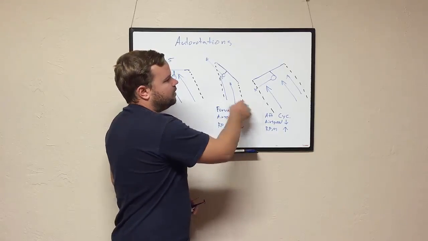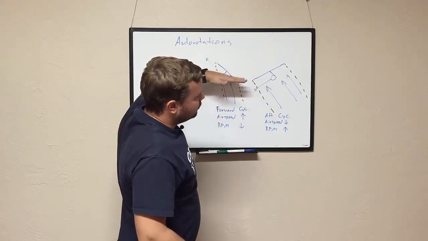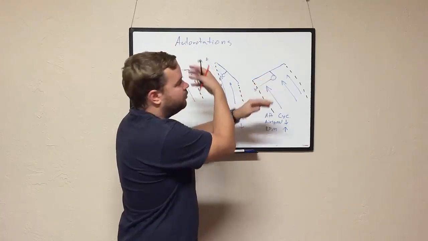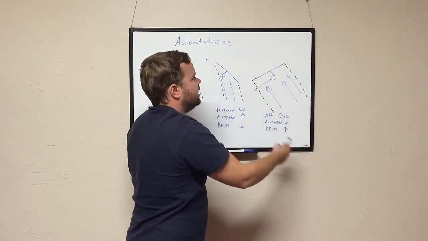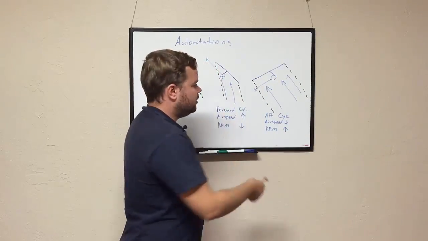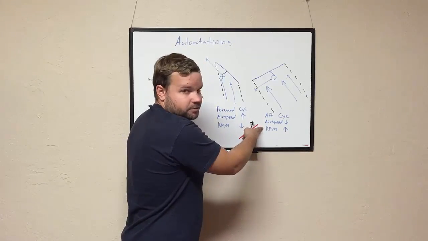And you can see here, obviously these are exaggerations, but when you go aft cyclic, you're turning that disc so the whole thing is coming up into the wind. Now you have a much bigger area of air going through the disc, and so your RPMs will spin back up. So aft cyclic, your airspeed will decrease and your RPMs will increase.